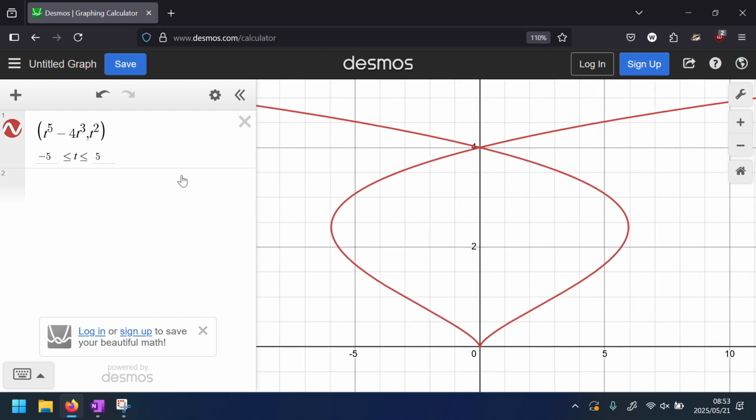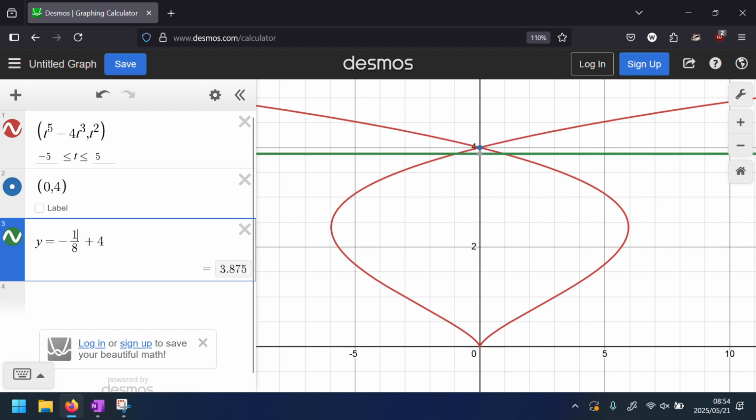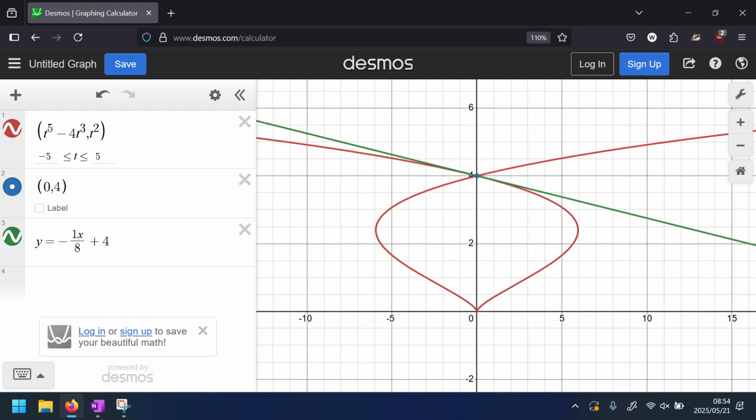And notice at this point 0, 4, let's just put that point there, we see that the curve intersects itself. So going from left to right, we go from the left, we go through that point, we go around, and then we go through that point again. So that point there at 0, 4, we go through it twice. Does everyone see that? Yeah. So let's see the first tangent line. That was y equals minus 1 over 8x plus 4. There we go.